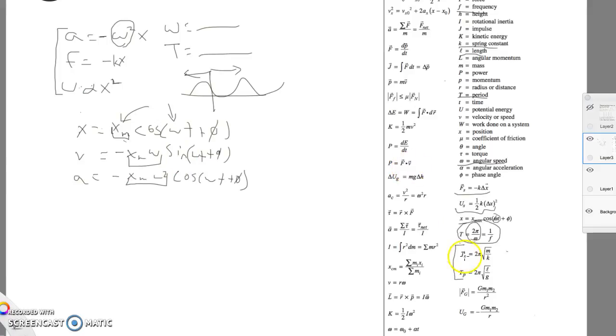Also, one thing that's not on here that might end up being important, I just remembered, is the formula for a physical pendulum. T equals 2 pi square root of I divided by mgh, where I is the moment of inertia of the object, and h is basically the distance the pivot point is from the center of mass.